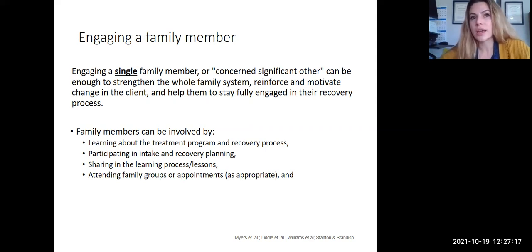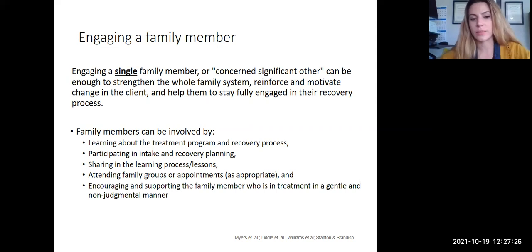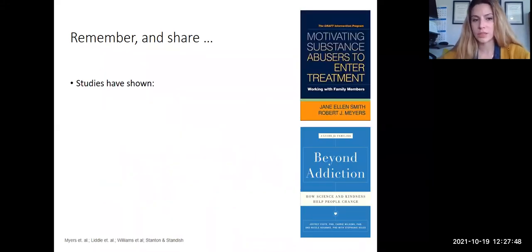Even having things like separate family orientations or family appointments when appropriate, to provide some really targeted education to that CSO, and then encouraging them in a non-judgmental manner, that we're not going to dig into the history. We don't have to go down that road. If you guys want to do that, I can help with a referral for formal family therapy or couples therapy. But for this, we just want you to be involved at whatever level you are comfortable being involved in.